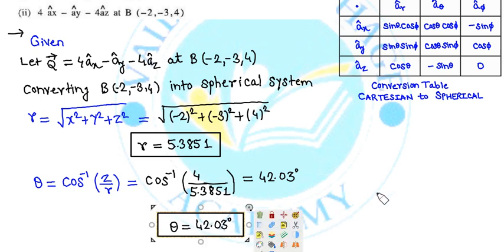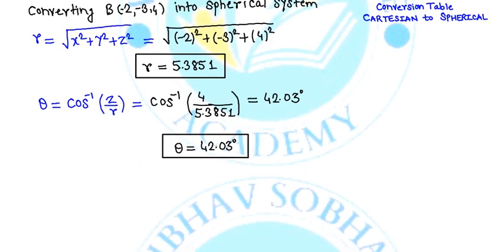So we have r and we have theta. Now we are going to find the value of phi. Phi in the spherical system is equal to tan inverse of y by x. So phi is equal to tan inverse of y upon x, where y is equal to minus 3 and x is equal to minus 2.